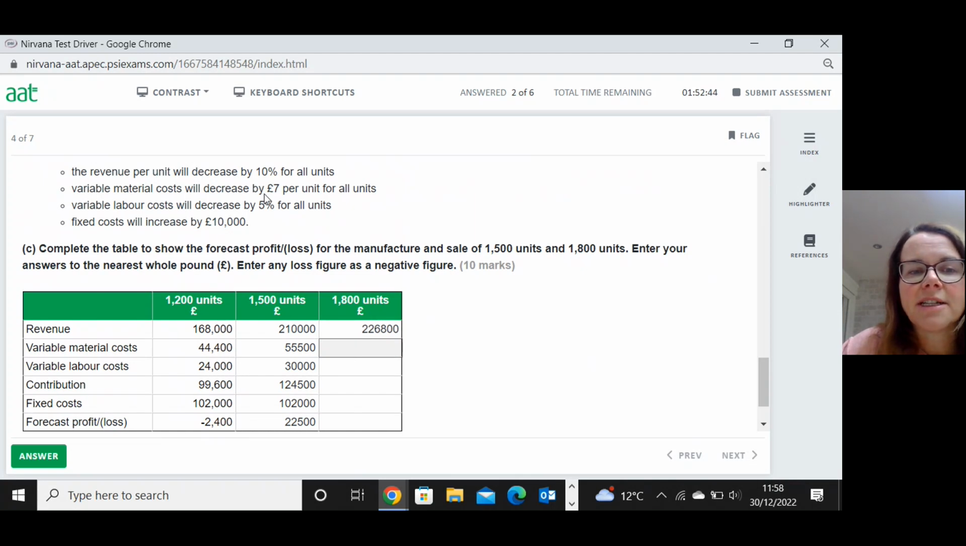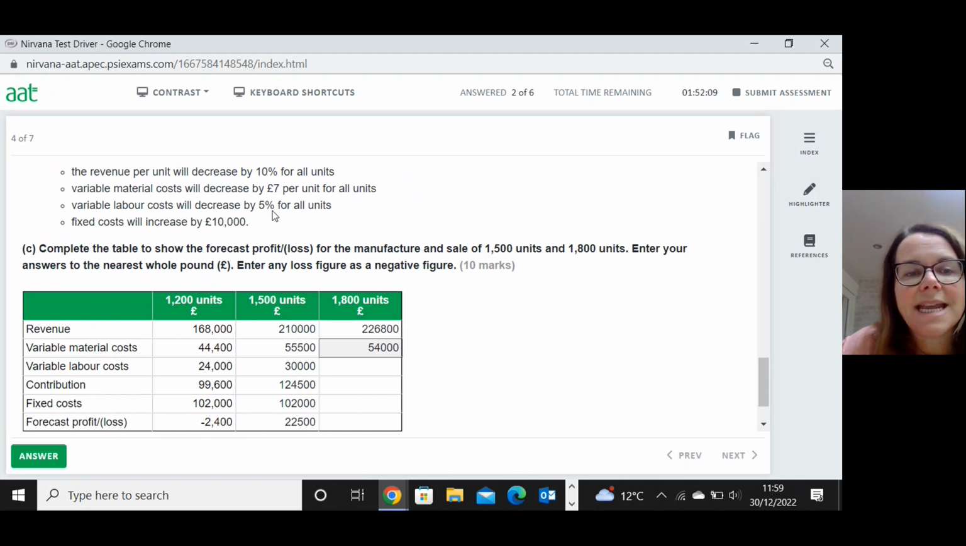Variable material costs are going to decrease by £7 per unit for all units. So I noted before that the cost per unit was £37. So clearly it's now dropping down to 30. 30 times 1,800 is 54,000. We're starting to get some economies of scale, basically. We've had to drop the price because we want to sell more. That's basic economics. And then we've got some cost savings.